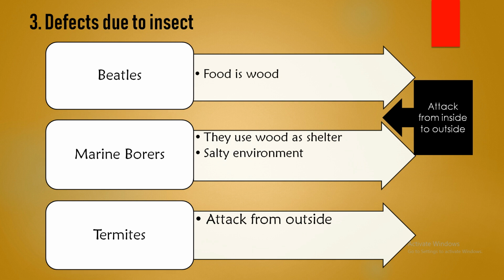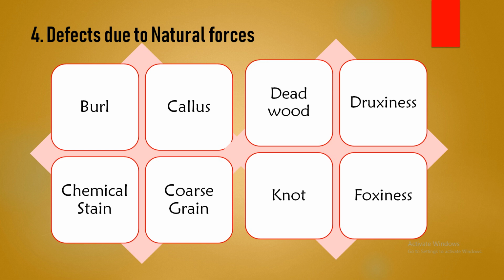The third type of insect is termite. Termites usually attack from outside. The fourth one is defect due to natural forces. There are 14 defects due to natural forces. The first one is burl. Burl is any injury at the younger stage of a tree. Usually it is the irregular projections or depressions in the tree.